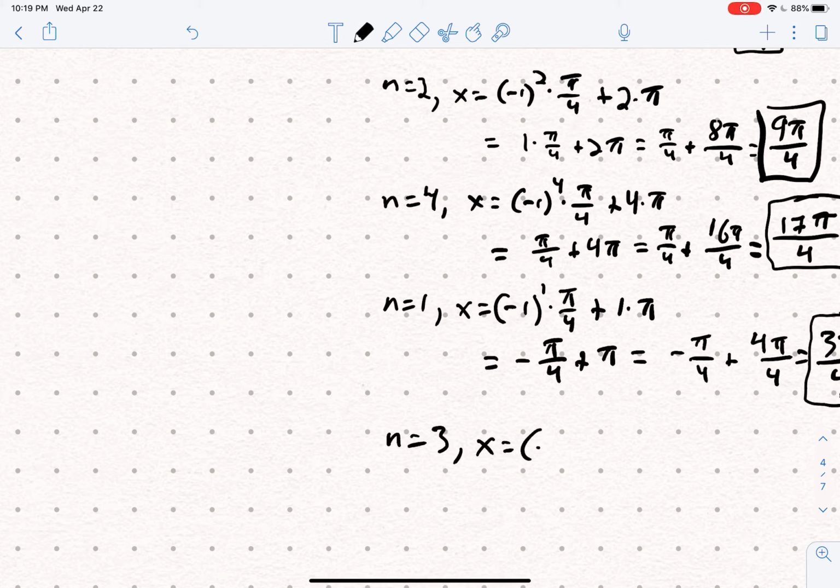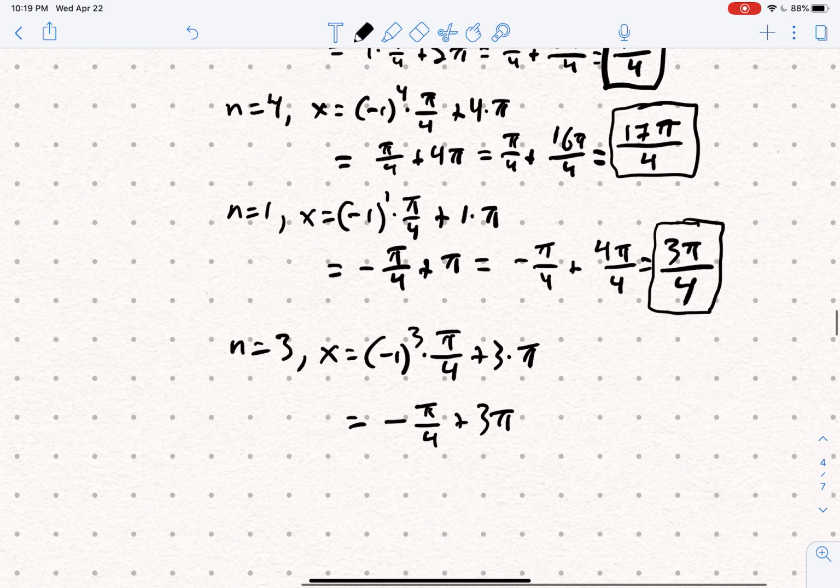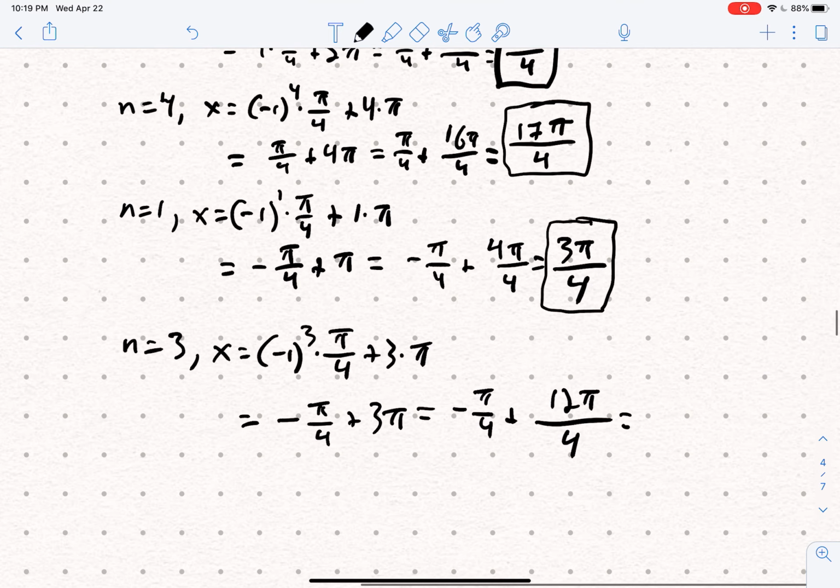So x is equal to minus 1 to the power 3 times pi over 4 plus 3 times pi. Minus 1 to the 3 is minus 1 times minus 1 times minus 1. Two of the minuses cancel and become 1, one of the minuses is left, so altogether that's a negative. It's negative pi over 4 plus 3 pi. Well, we need a common denominator. It's minus pi over 4 plus 12 pi over 4. And adding those up, we get 11 pi over 4.